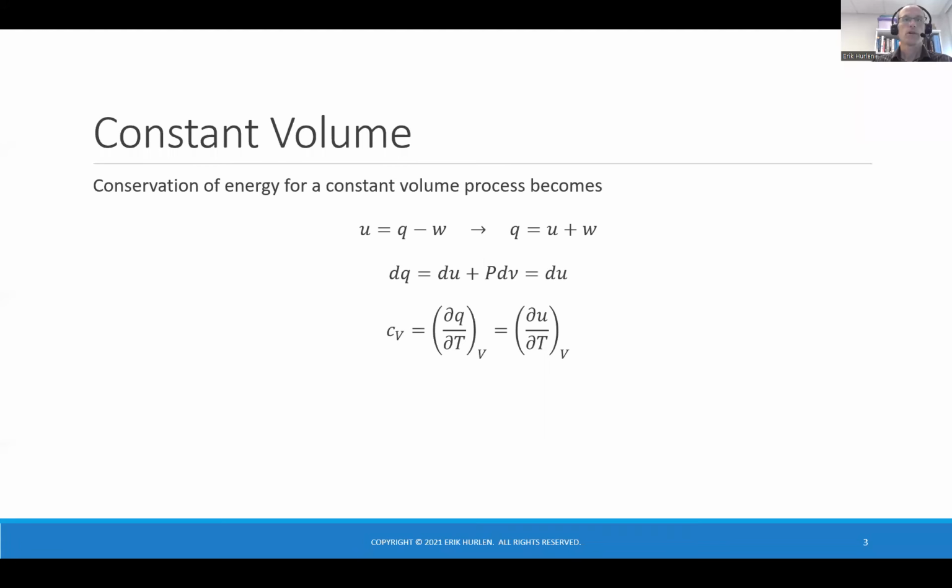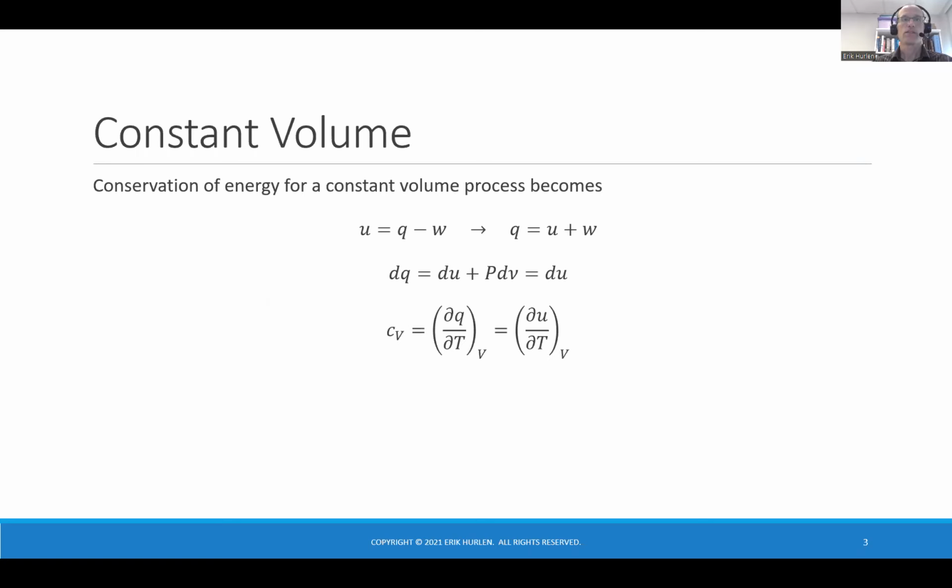For a closed system, we know that the change in energy, u, is the heat, Q, minus the work, W. Note that this is all per unit mass. So the amount of heat added is the change in energy, du, plus the work, which can be expressed as PdV. Although if we have a constant volume process, then dV is 0. So it simply becomes dQ equals du.